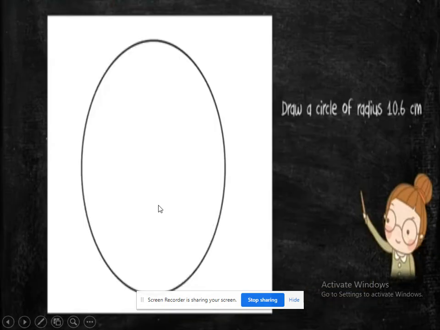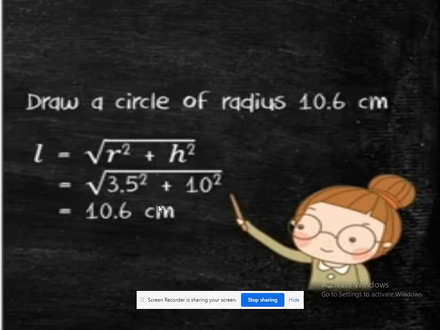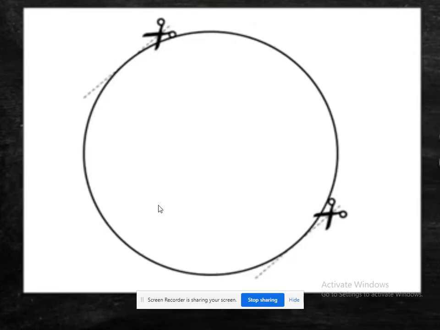That is the reason we are drawing a circle of radius 10.6 centimeter on the A3 sheet of paper. So you have to draw a circle of radius 10.6 centimeter. Here we are making a cone. So why radius 10.6 centimeter? Because the slant height of the cone is 10.6 centimeter. Once you draw that circle, cut the circle. This is a circle of radius 10.6.